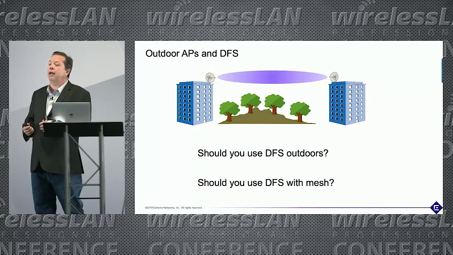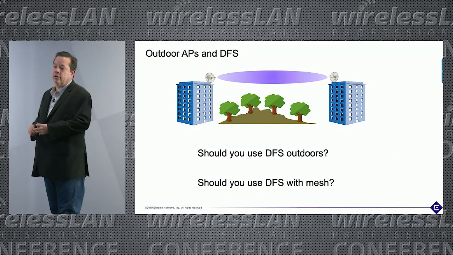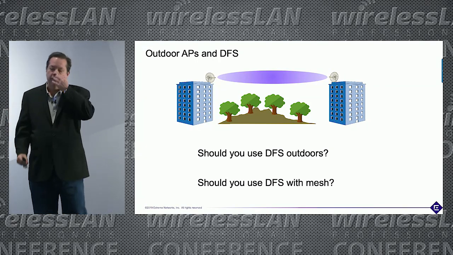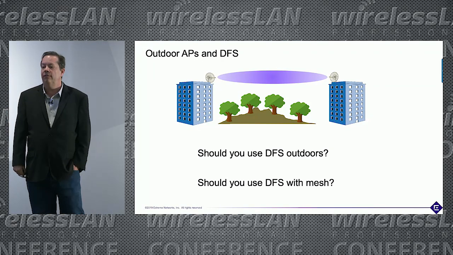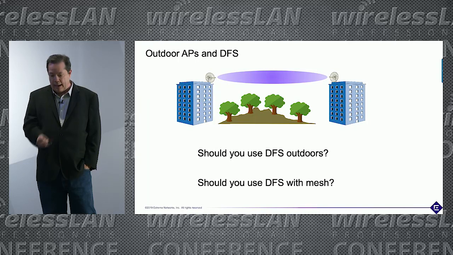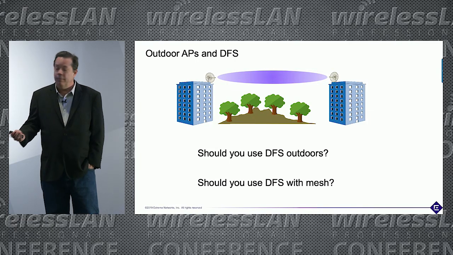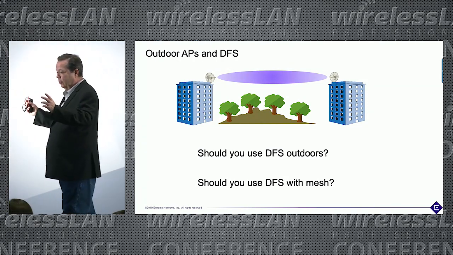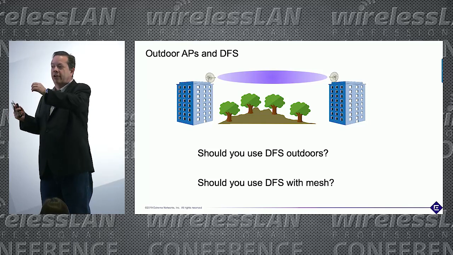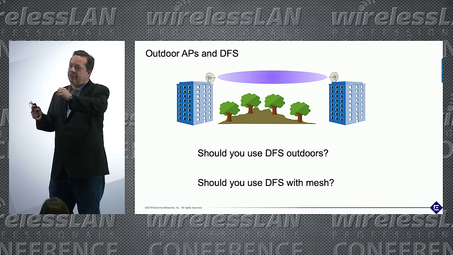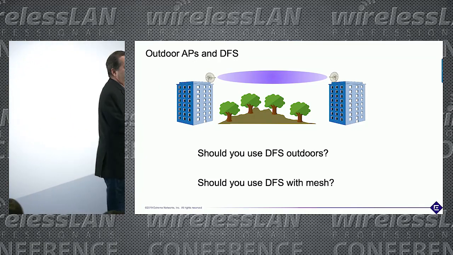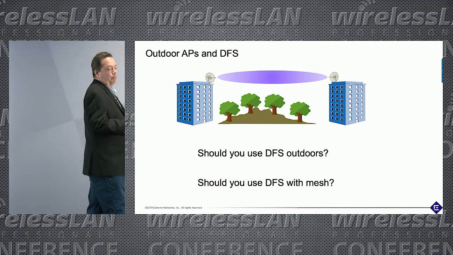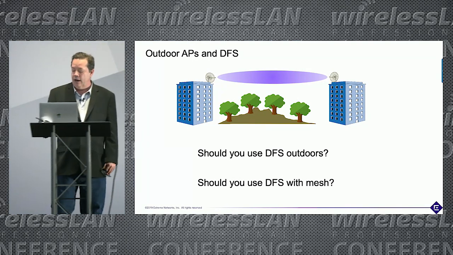Okay, quickly, what about outdoor APs and DFS? Should you use it? It depends, you guys tell me. I've seen some vendors making recommendations not to use the DFS channels on point-to-point links. How about with mesh? Mesh is a WDS solution. So does a vendor send a channel switch announcement to the mesh from the mesh portal to the mesh point? My guess is a lot of vendors don't, and I can actually confirm that.